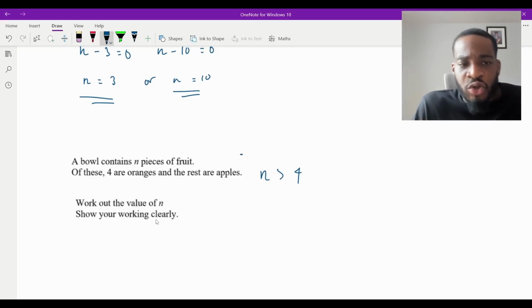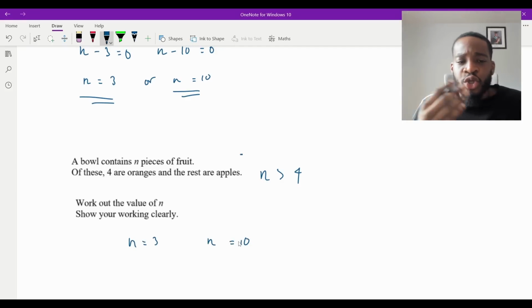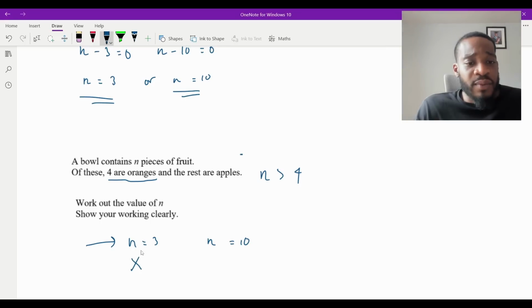Now, we've got two values. We've got n equals 3, and this is n equals 10, right? The total amount of oranges is n. How can there be 4 oranges, right? But n is equal to 3. That does not make sense. So it cannot be this one. So the answer is n is equal to 10.